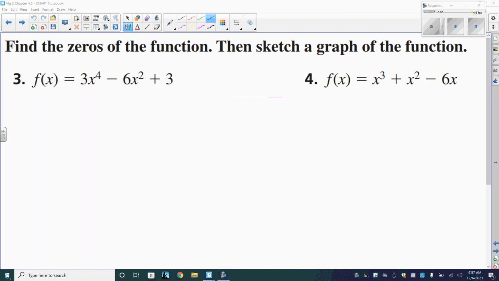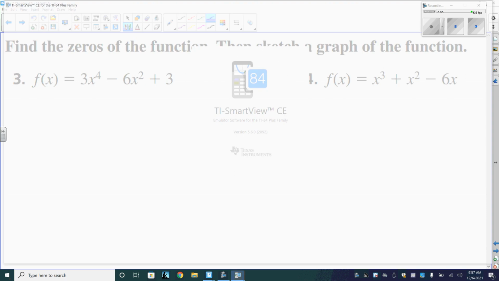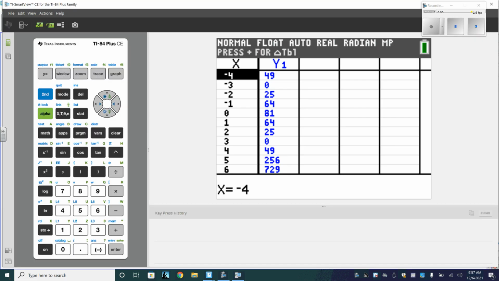Also be helpful if I have the graphing calculator application pulled up. Yep. And quit.